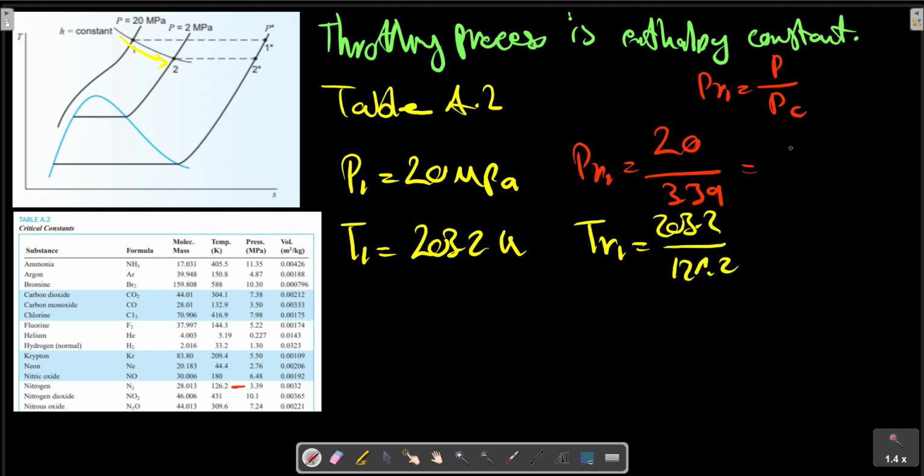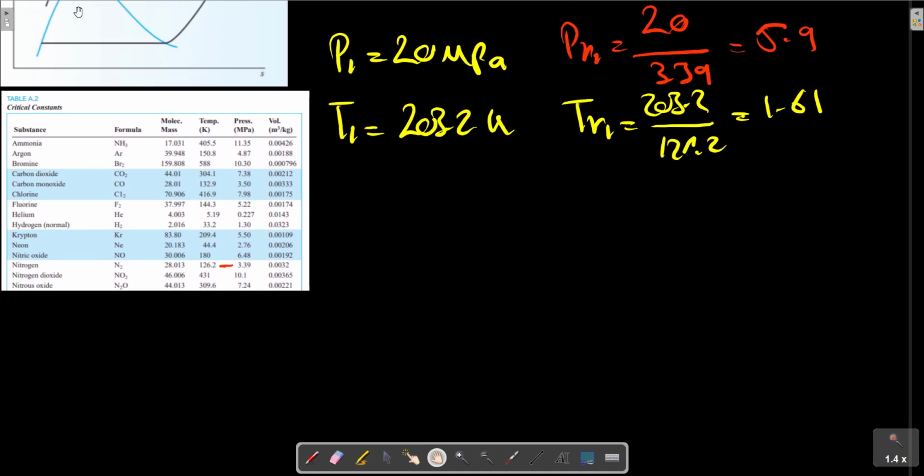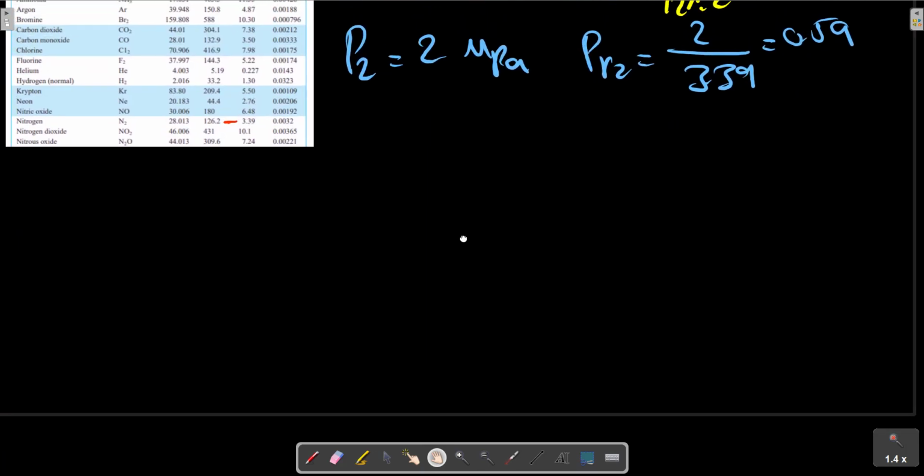The first for the pressure P2, 2 megapascal, PR2, from the generalized charts figure D2. For the change in enthalpy at constant temperature, we have this relation. Let me provide figure D2 here.